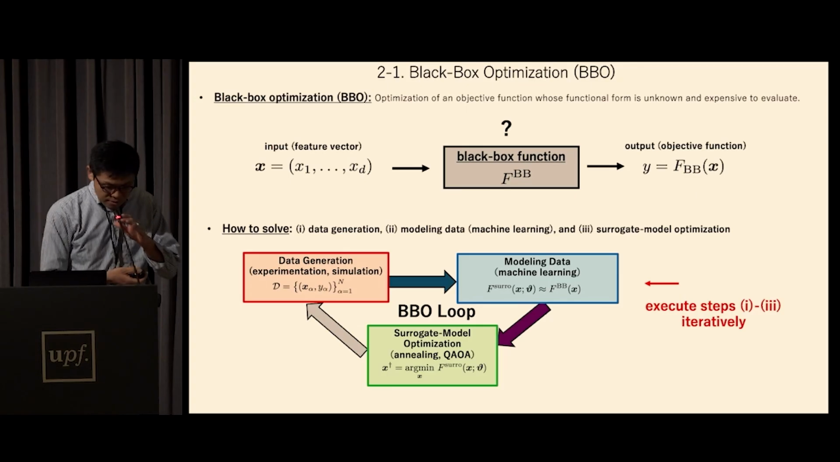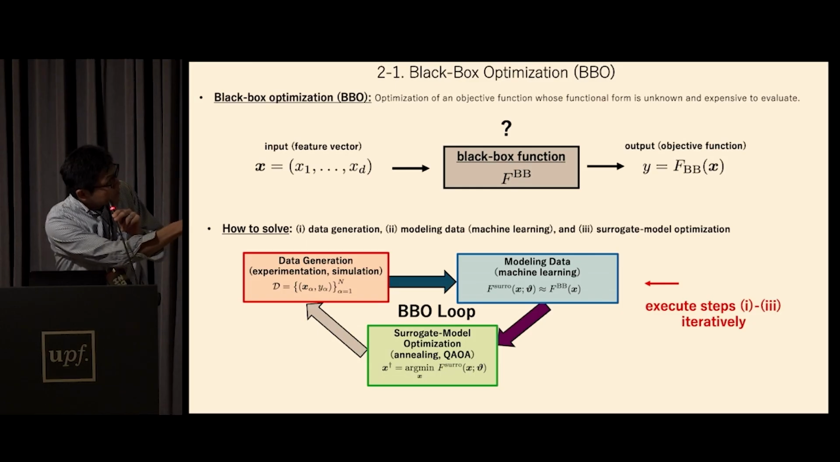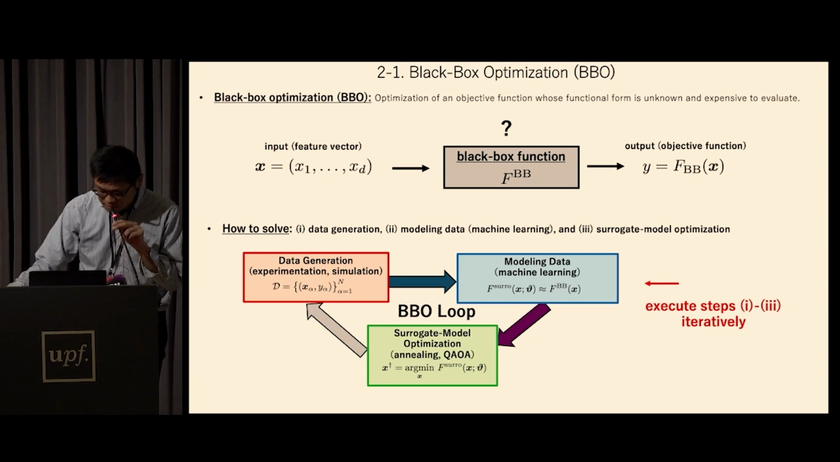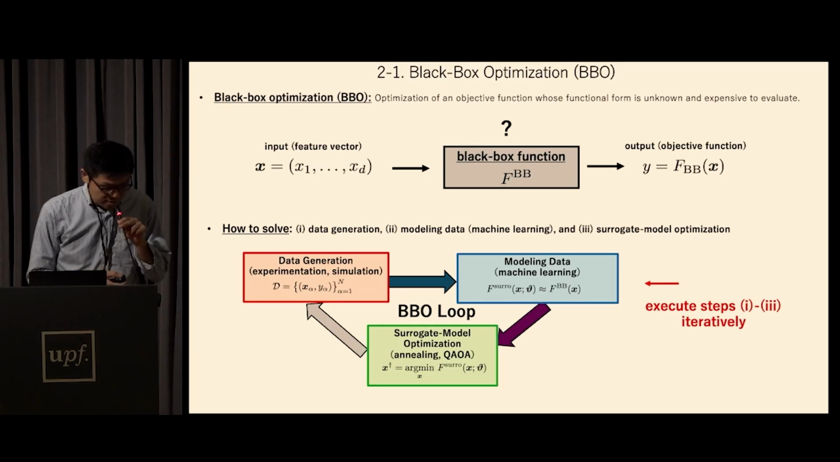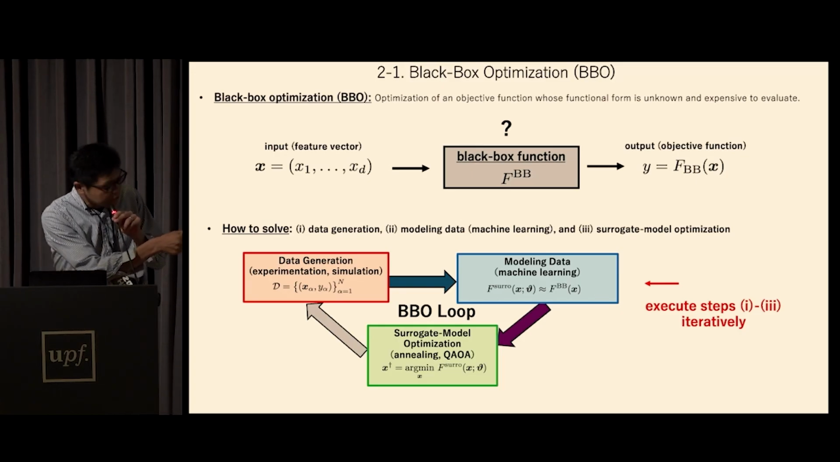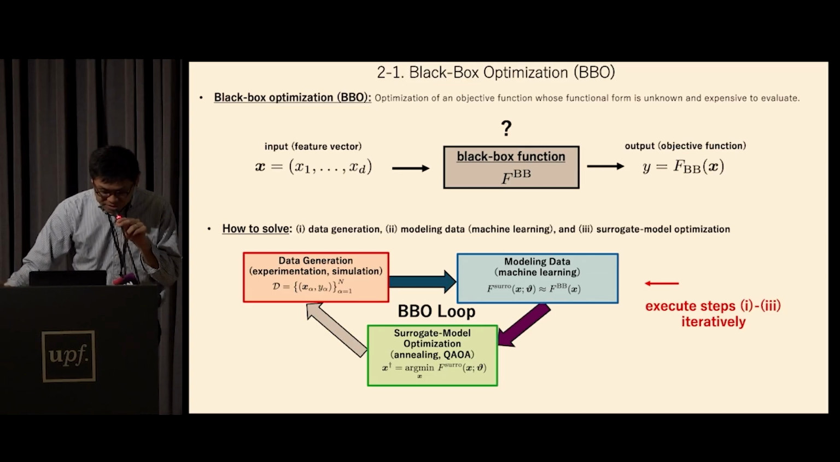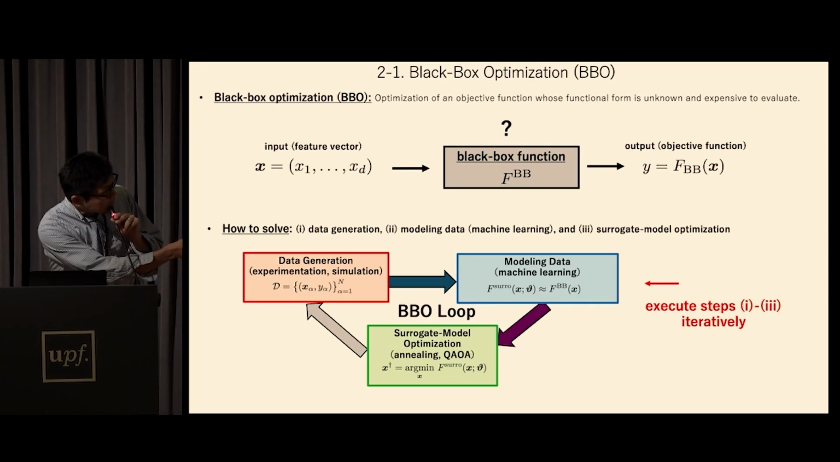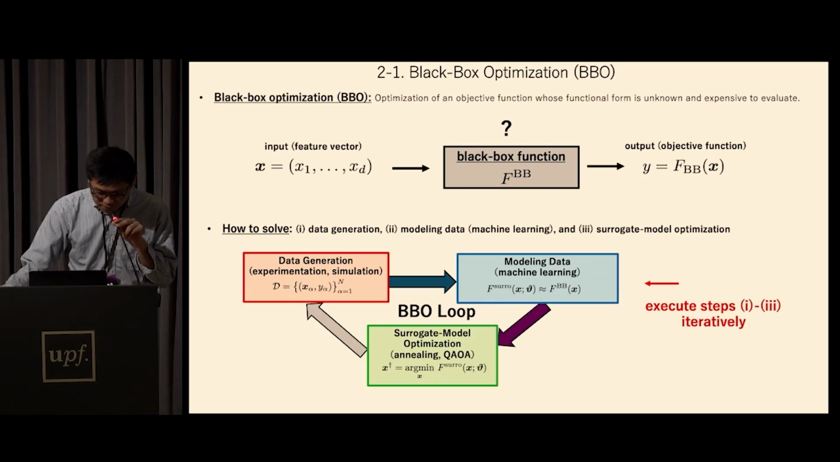So we are going to process these 3 steps sequentially and iteratively. So data generation, modeling data, and surrogate model optimization. And in the following, let me explain the role of each step. So first, the data generation. As the name suggests, this is the process to collect the data of the target objective, the black box objective function, denoted by this large T, and this can be done, for instance, by performing experiments or running simulations.